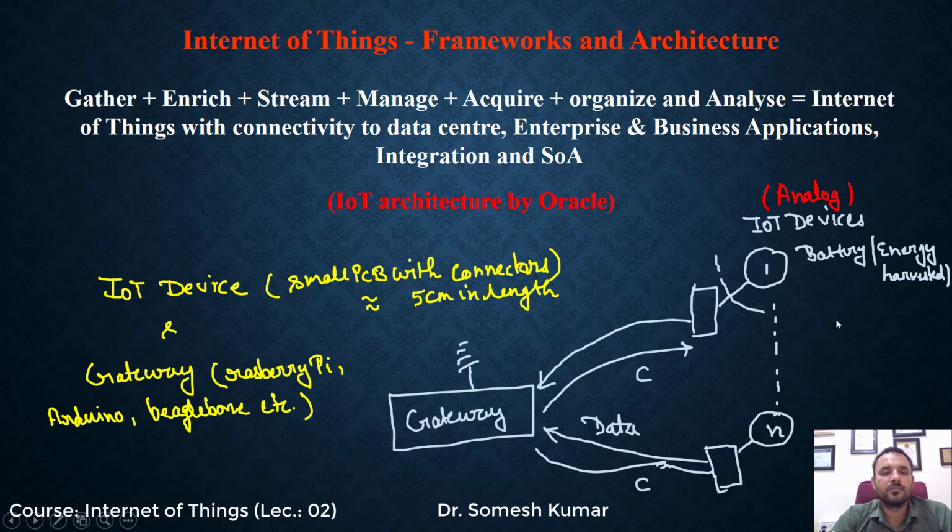Now basically, an IoT device is a very small PCB with connectors or without connectors. If it has a Wi-Fi module, then it is without connectors. If it is not connected to Wi-Fi, or there is no Wi-Fi system, then it should have the connectors. Basically, it is about 5 centimeters in length and 2 to 3 centimeters in width.